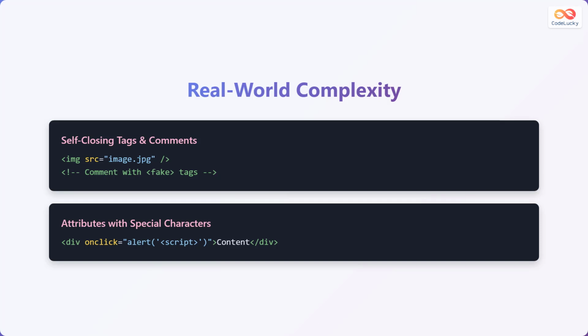Real-world HTML is much more complex. Consider self-closing tags like the image tag and comments that might contain fake tags. Also, attributes may contain special characters, such as a script tag inside the onClick attribute of a division tag. These complexities make parsing HTML with regular expressions unreliable.